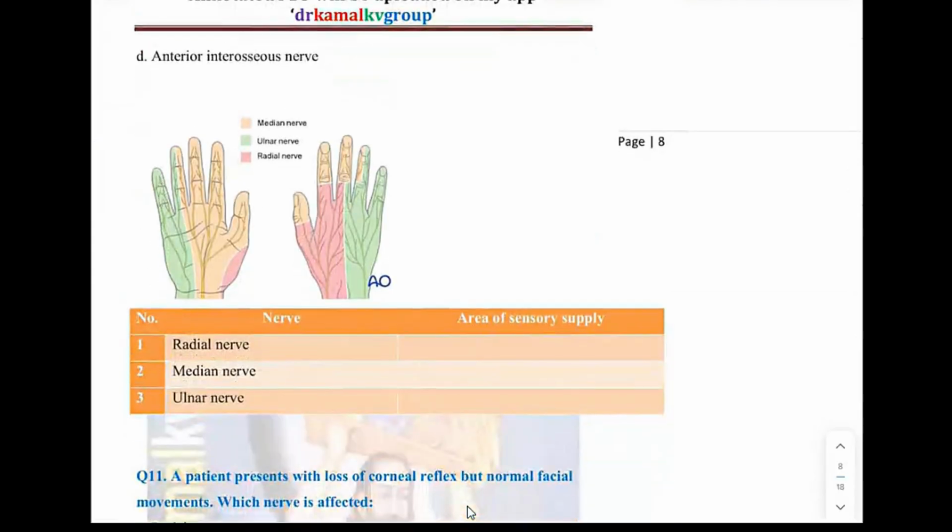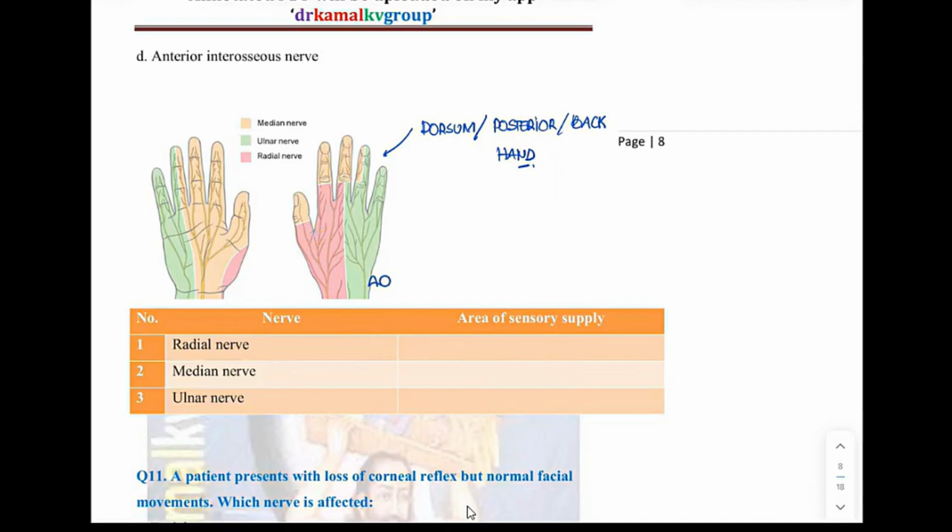Now let us see here. This all is the territory of the radial nerve, right? And this is the first web space, and obviously this is the dorsum of the hand, or you can say posterior, or the back of the hand. So in the back of the hand, the first web space is the area which is clinically tested to check the nerve supply provided by the radial nerve.